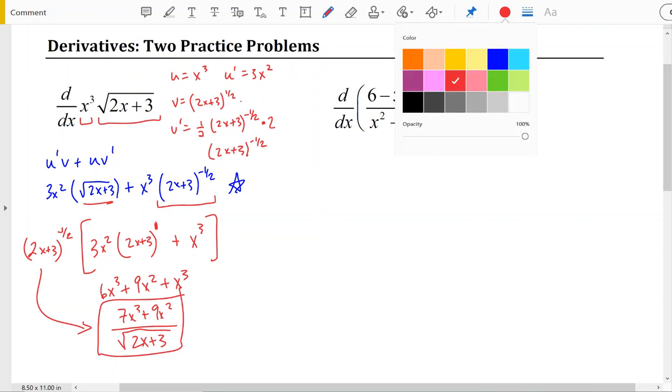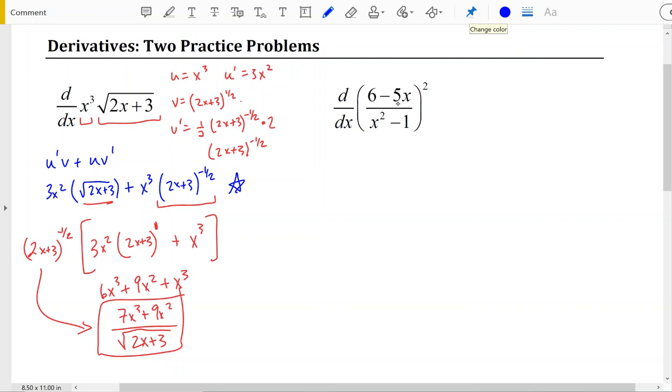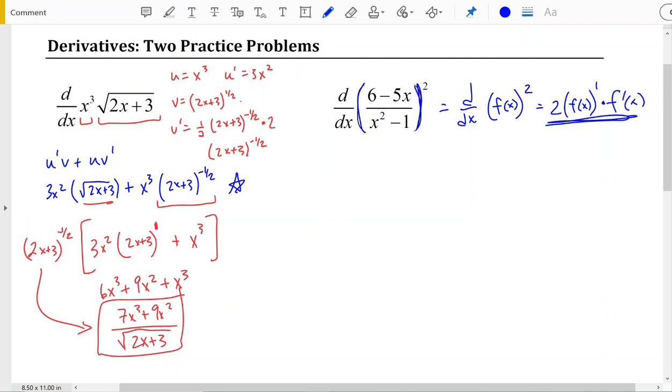All right, our second problem. For our second problem, I notice a fraction, so I might be inclined to think quotient rule, but I also notice this exponent. And when I look at the exponent, it's applied to the whole thing. So this looks to me like the derivative of some function raised to the second power. And that construction right there, that's a chain rule problem. I know what that equals. It equals 2 times that function to the first power times the derivative of that function. That's our chain rule.